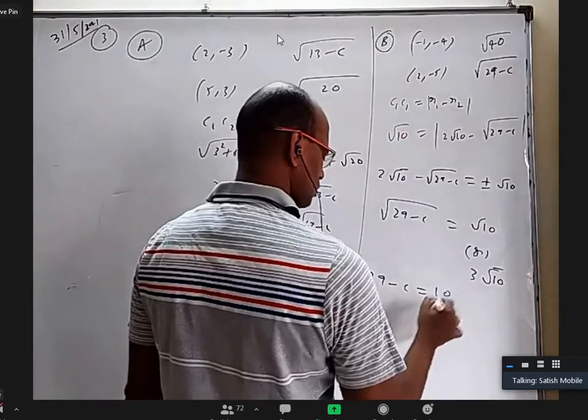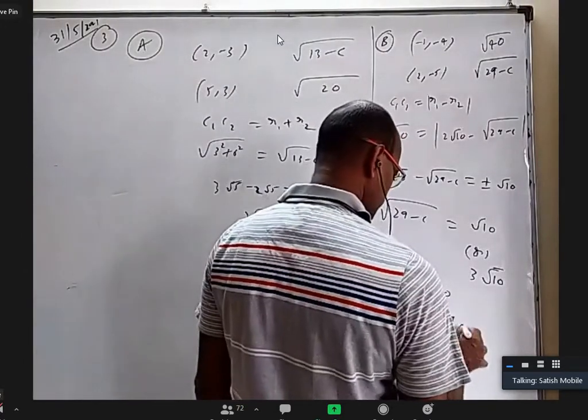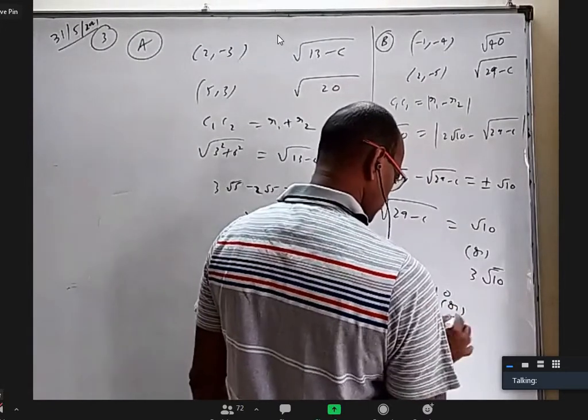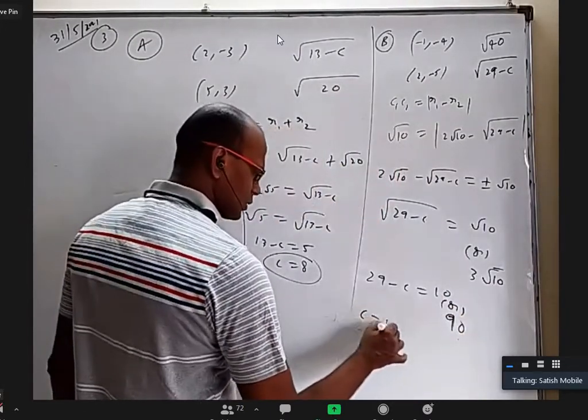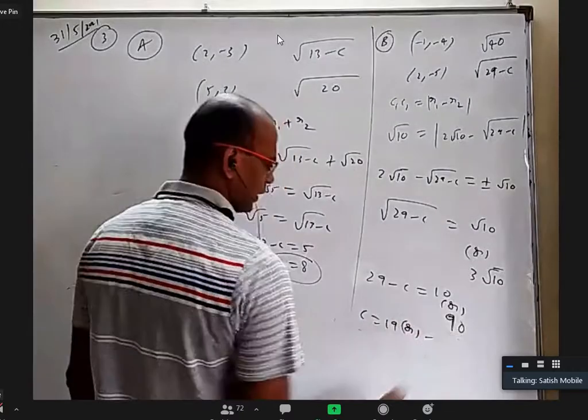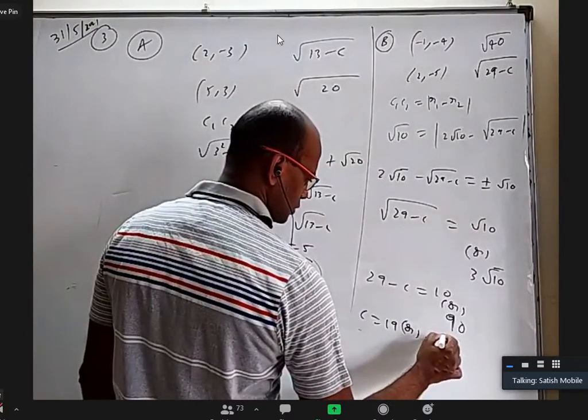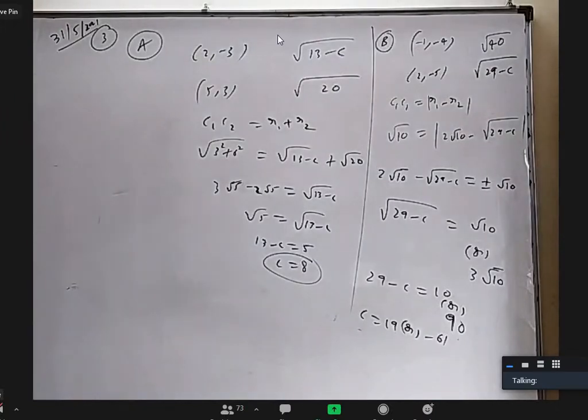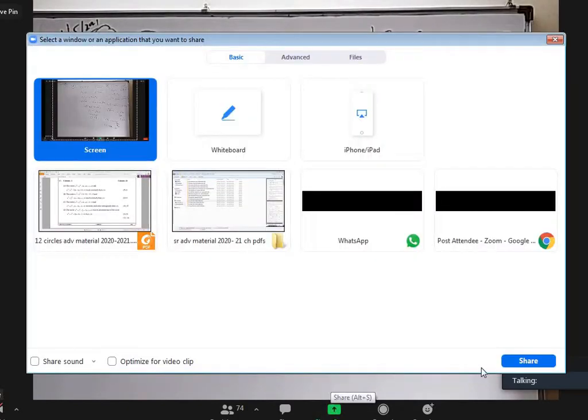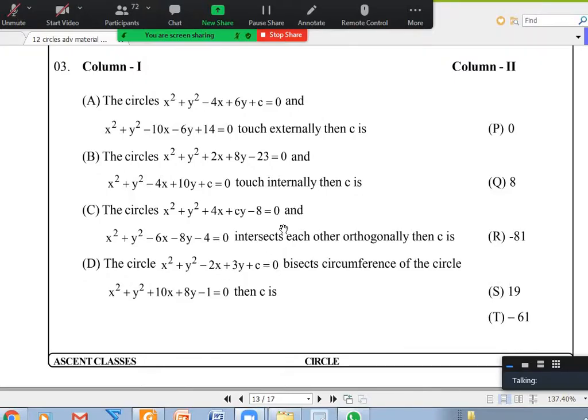29 minus C is equal to 10, and the other, equal to 90. So C is equal to 19 or minus 61. Both are there. It is very important that when you take C1C2 for touching internally, you take mod of R1 minus R2, because if you don't take the mod, you'll get only one answer and you will not get the other answer.